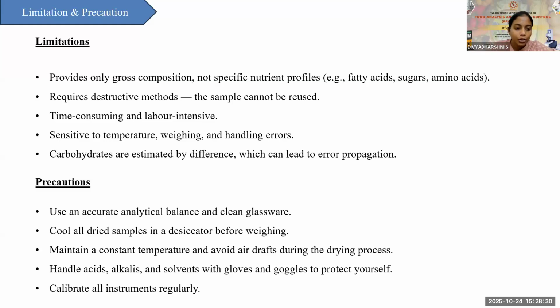Then precautions: use an accurate analytical balance and clean glassware. Cool all the dry samples before weighing using silica gel in the desiccator. Maintain a constant temperature, avoid air drafts during the drying process, and handle the acids, alkalis, and solvents with gloves and goggles to protect yourself, and calibrate all the instruments regularly.